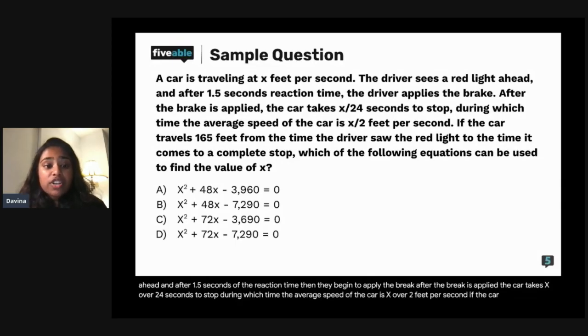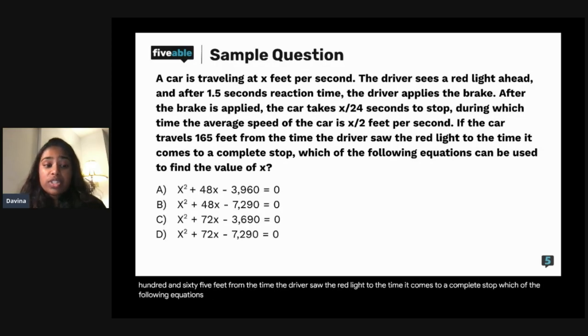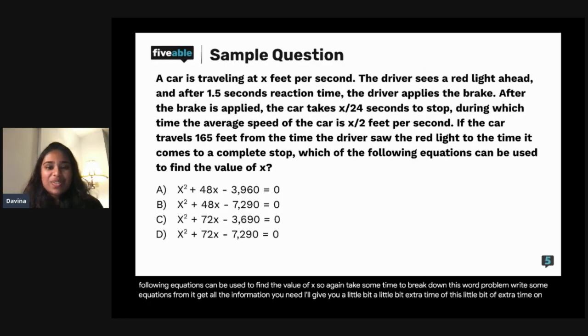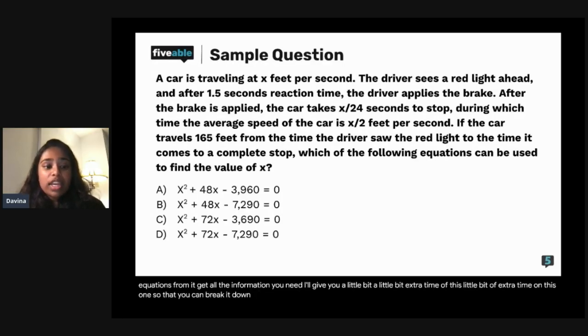If the car travels 165 feet from the time the driver saw the red light to the time it comes to a complete stop, which of the following equations can be used to find the value of x? So again, take some time to break down this word problem, write some equations from it, and get all the information you need. I'll give you a little bit extra time on this one so that you can break it down, and then we'll come back and go through our solution and our advice. If you have any questions, you can ask them in the chat, and also type in what you think the correct response is.